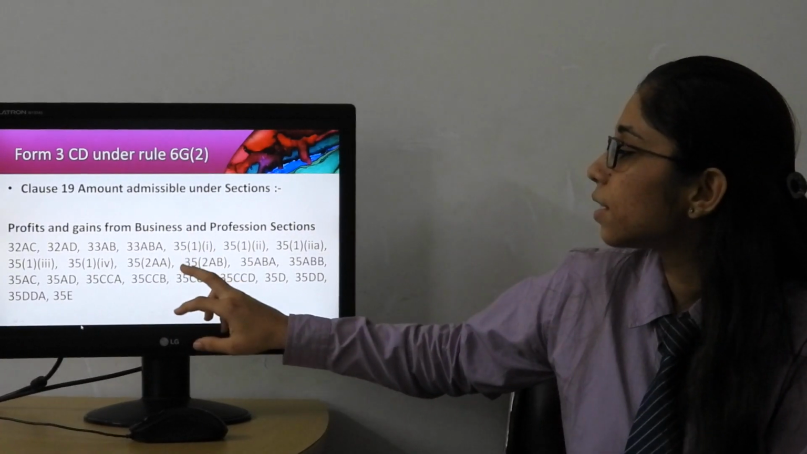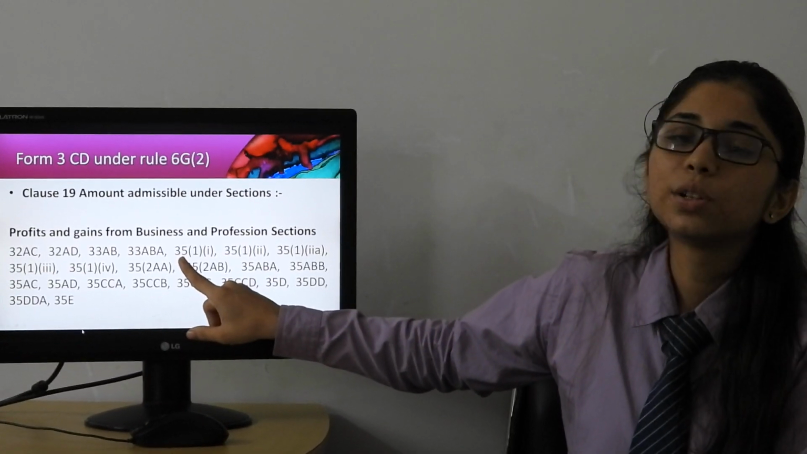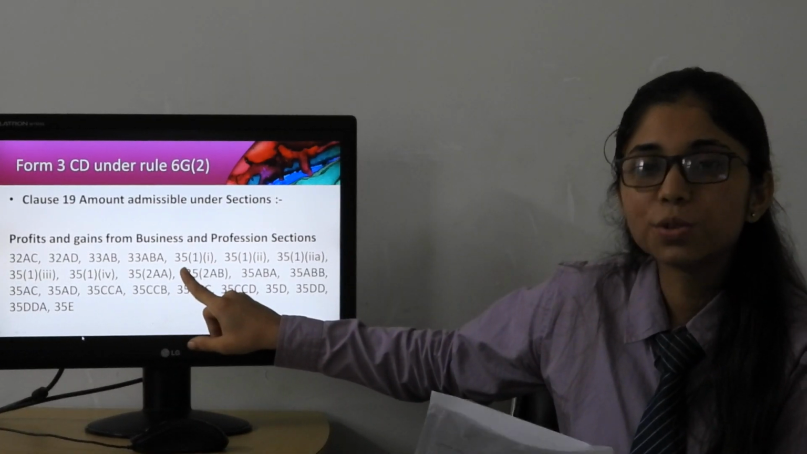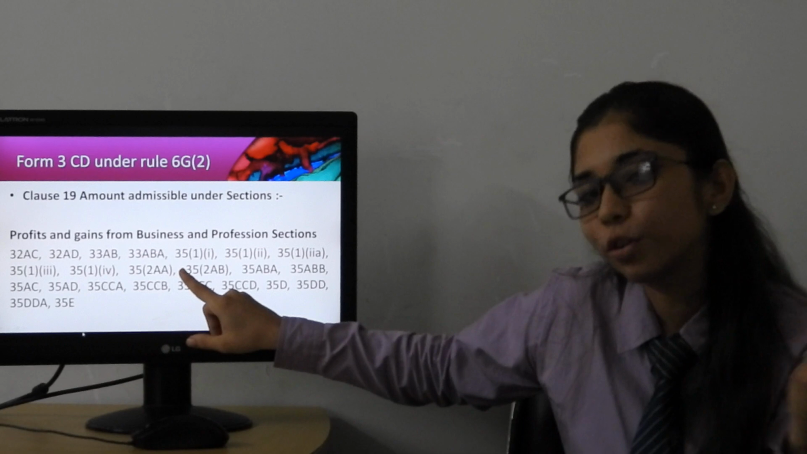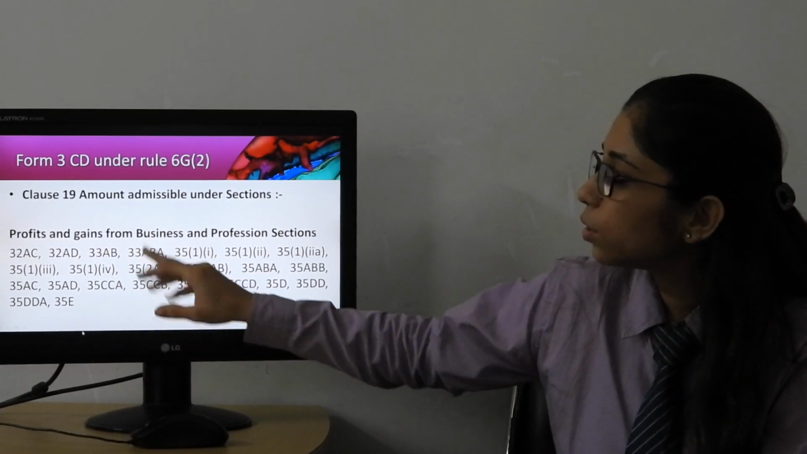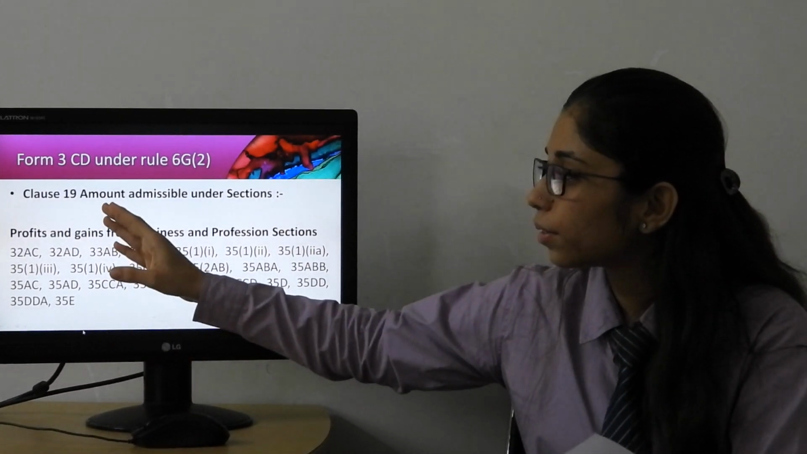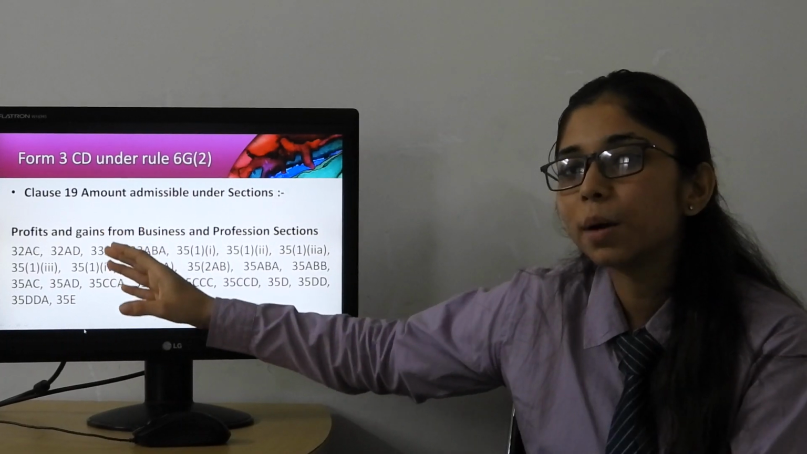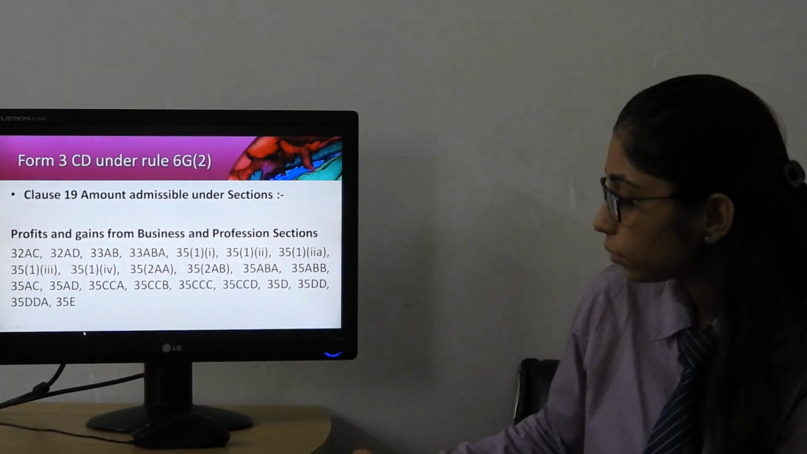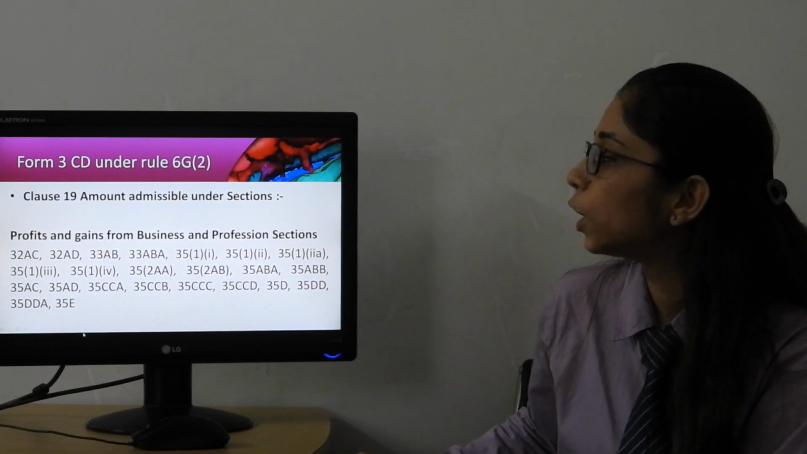So in the series of scientific research, you will get 100% deduction on your expenditure, and you need to just write or give a description about the sections, and such will be included in clause 19.